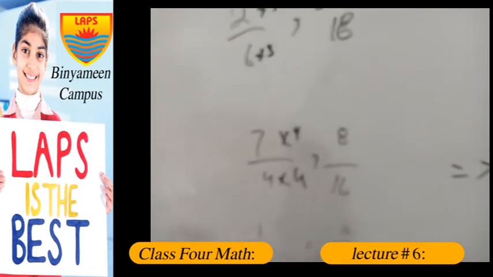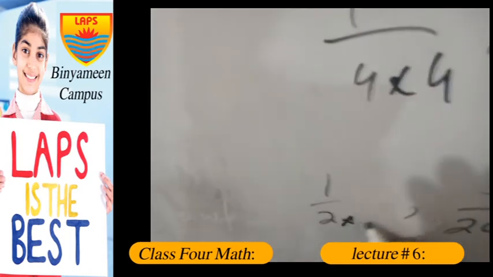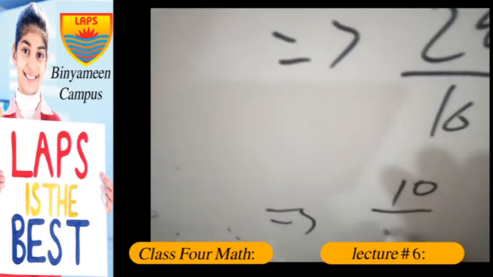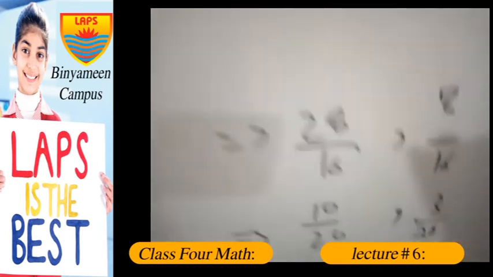The other one here says 1/2 and 3/20. We have to multiply 2 with 10 and 1 with 10 too. It gives us 10/20 and 3/20. Now these are like fractions.